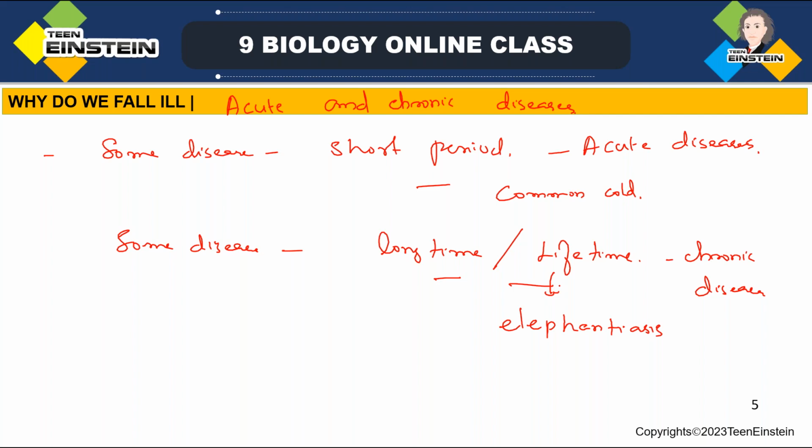So some diseases that last for a short period are called acute diseases, and some diseases last for a long time or sometimes the whole life we need to bear that disease. Such diseases are called chronic diseases, and elephantiasis is an example. For acute disease we can say common cold or common fever, which lasts only for a few days or a short period.